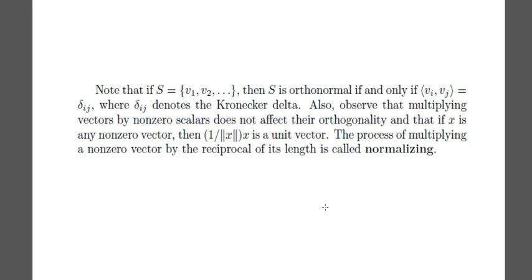Now, suppose you have a set S equal to {v1, v2, ...} of vectors, then S is orthonormal if and only if the inner product of vi, vj is delta ij, the Kronecker delta, that is, it is equal to 1 whenever i is equal to j, otherwise it is 0. Also, if we divide each vector by its norm, v1 by norm v1, v2 by norm v2, then each vector will be a unit vector. This process of multiplying a non-zero vector by the reciprocal of its length is called normalizing a vector.